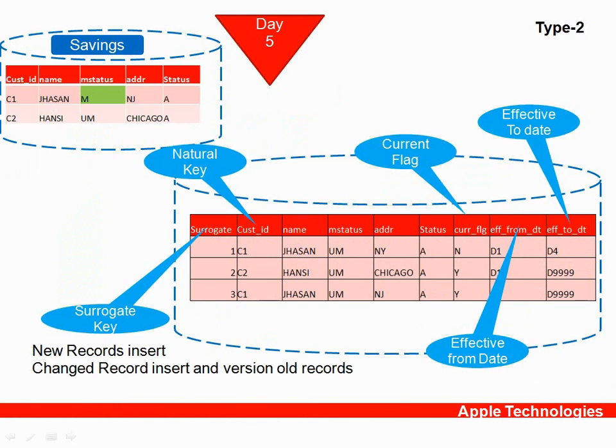A primary key column in an OLTP system, or a primary key column in a source system, is called a natural key.